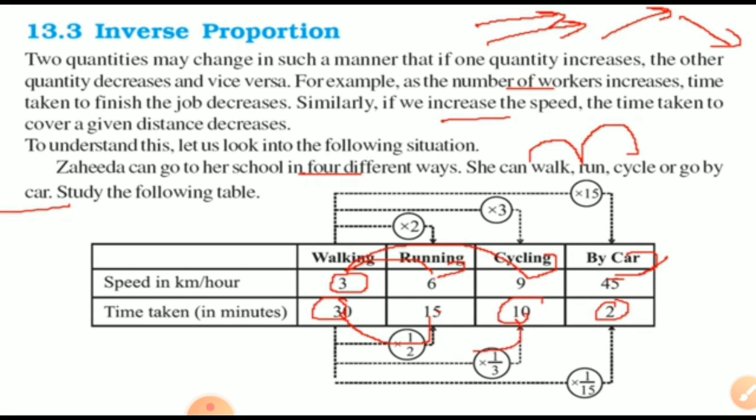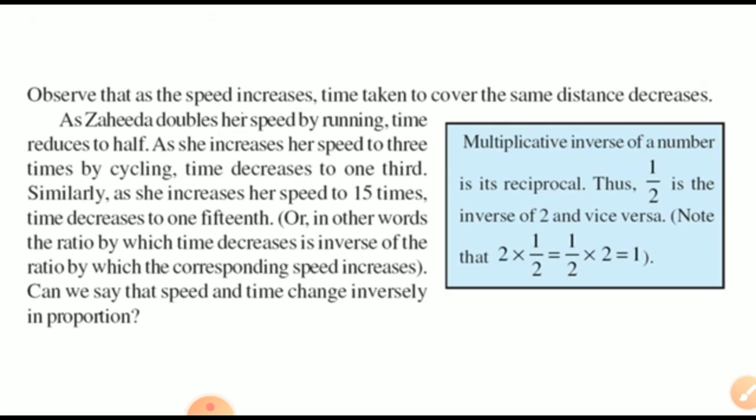This is called: the numbers are increasing, 3, 6, 9, 45, and according to that the time is also decreasing. Clear? Yes, very good beta. Increase and decrease, you know very well. What is the meaning of 2 into 1 by 2? Nothing, that is 1 only.